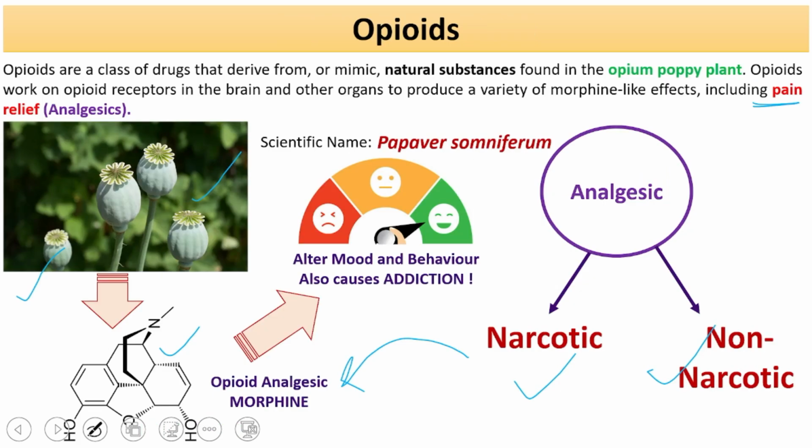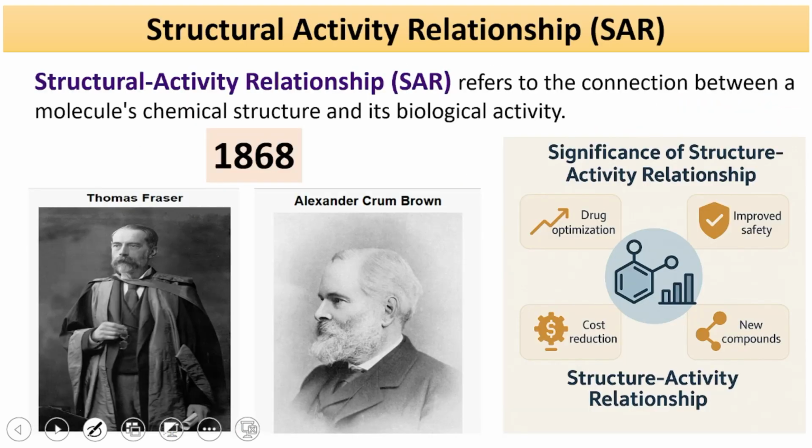How does it look, what is the structure, and how does it give the analgesic effect? We will cover the structural activity relationship of this structure. This idea was presented by two great scientists, first Thomas Fraser and second Alexander Crum Brown, in 1868. They said that there is a connection between the molecular chemical structure and the biological activity.